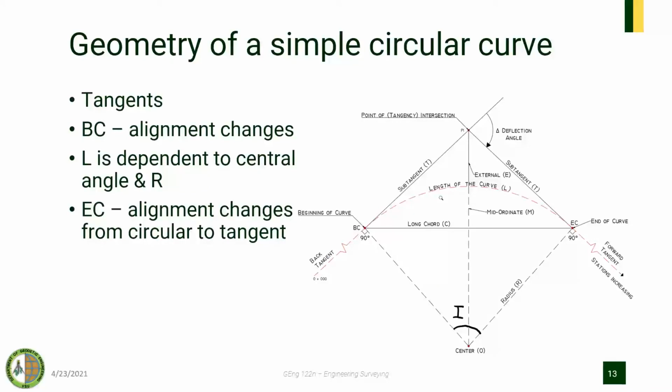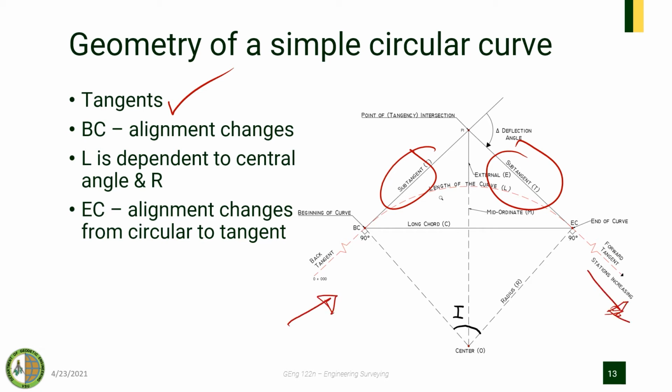We have this geometry of a simple circular curve. Again, we have the tangents, which are the straight lines, such as this one. If we consider the direction of the increment of stationing going this way, then this tangent is what we call the back tangent, and this tangent is called the forward tangent.